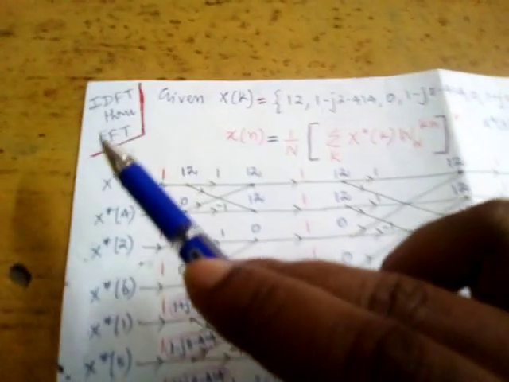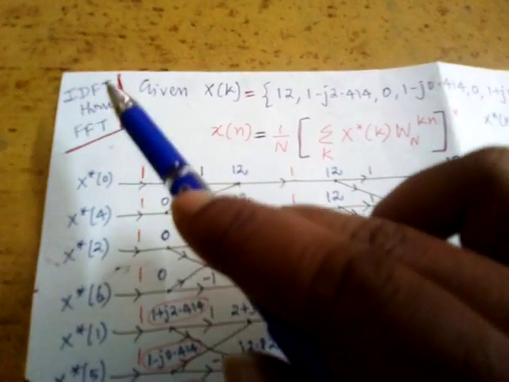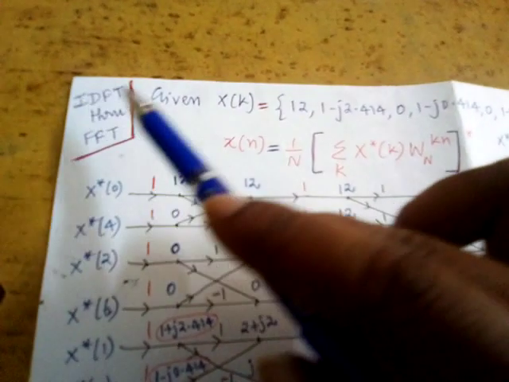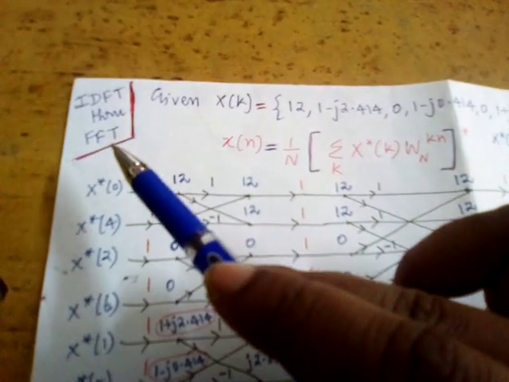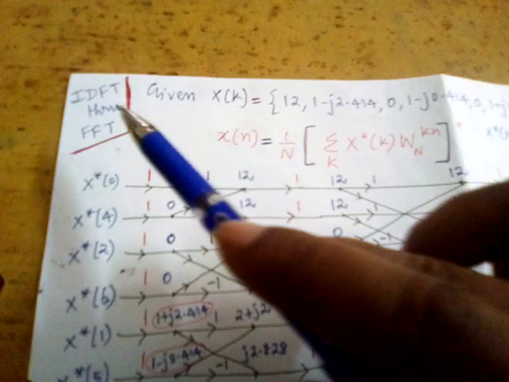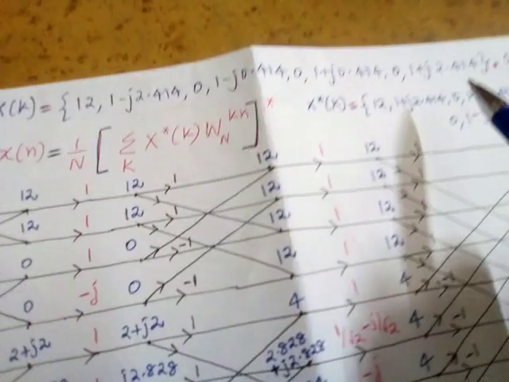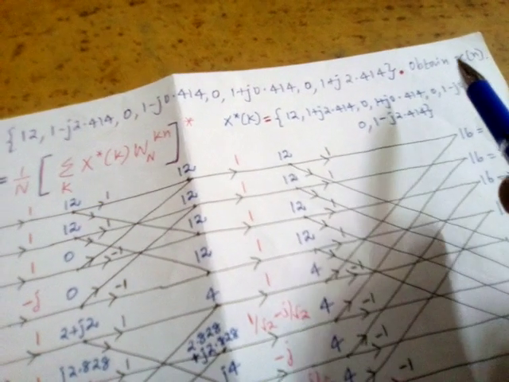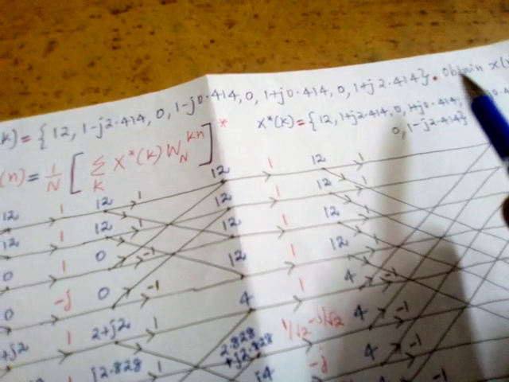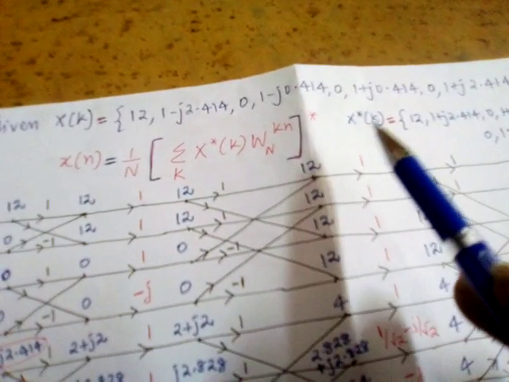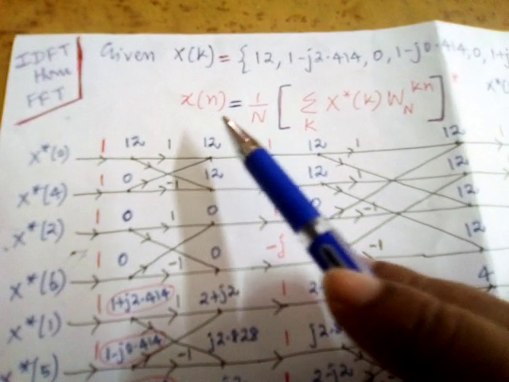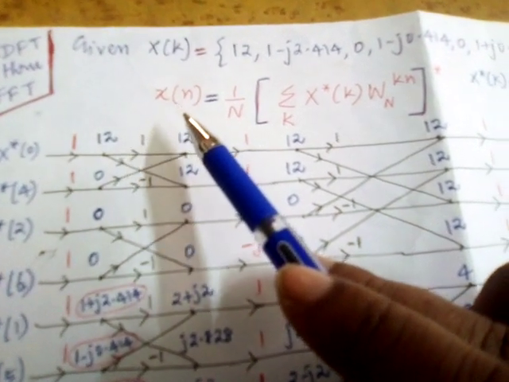Okay, the topic for now is IDFT through FFT. In other words, we can say IFFT through FFT. That is, the frequency domain sequence X of k is given and we have to find x of n through FFT. Clear? And this is the formula to obtain x of n from X of k.